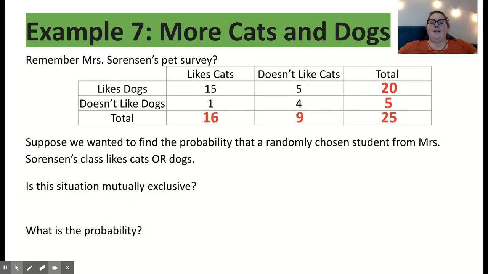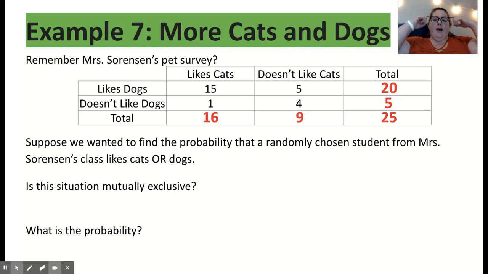So now let's go back to that cats and dogs survey, very important survey. Suppose we wanted to find the probability that a randomly chosen student from Ms. Sorensen's class likes cats or dogs. So firstly, is this mutually exclusive? In other words, can someone in Ms. Sorensen's class like both cats and dogs? And the answer is yes.